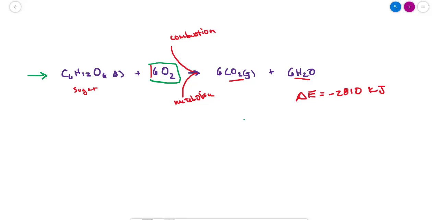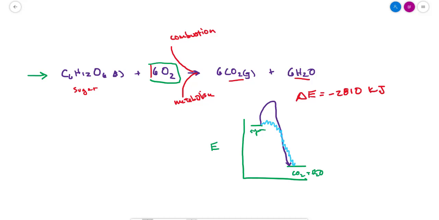So you can imagine, if we were to think about this in terms of energy, we are starting with sugar and we are ending with CO2 plus water. And if we take, say, the combustion route, that's going to require a whole bunch of energy to begin with and maybe ends up here. And if we do the metabolism route, that's not going to take the same path. It's going to go through a whole bunch of intermediate pathways to get down. But in the end, the change from sugar to CO2 and energy is going to be exactly the same.